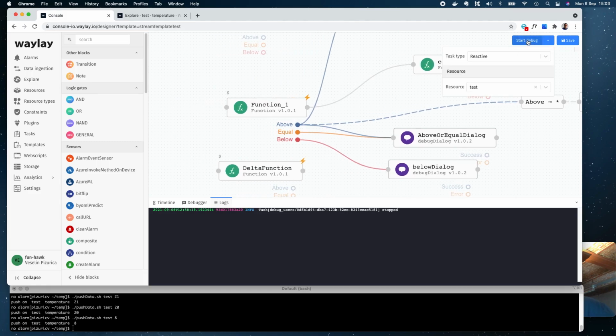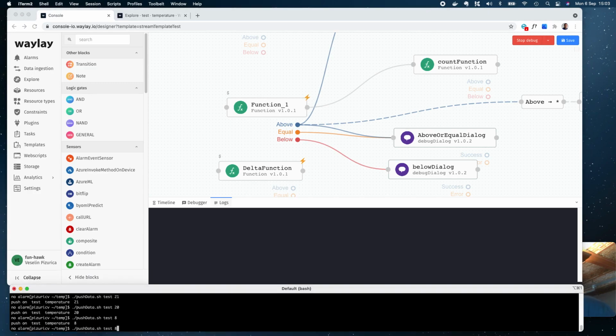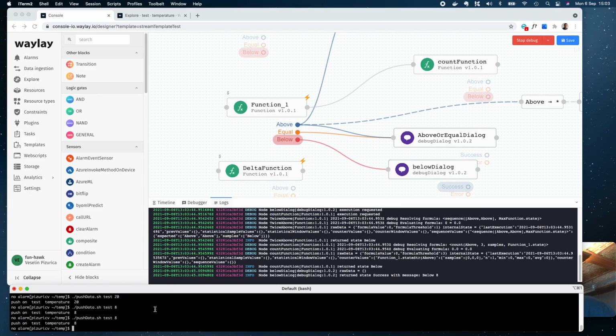Let me just start this template for a resource that I have set up here, test. As you see here, a $ sign means it is going to bind that function to that payload. You see that bold sign, which means it's going to react when the data stream arrives. As I push 8, we'll see it will be below threshold. And similarly, if I push something like 21, we'll see it will be above the threshold.